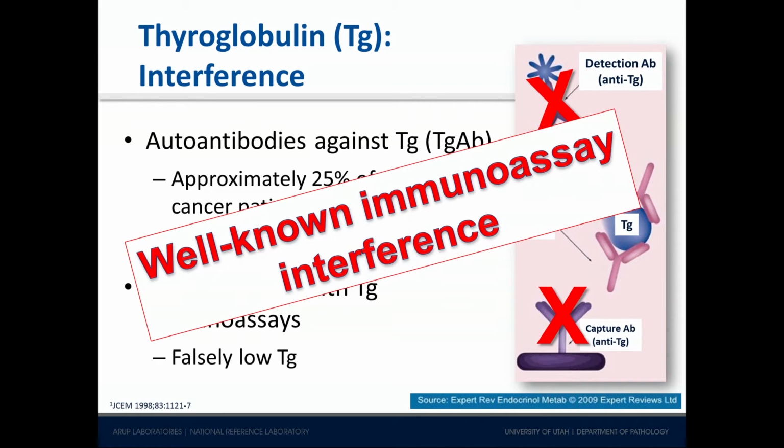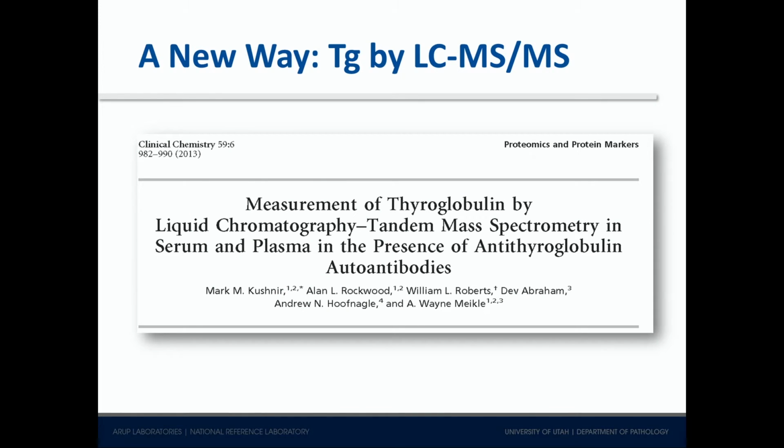And this has been a well-known issue for thyroglobulin assays, immunoassays, for many years. Accurate measurement of thyroglobulin for monitoring patients that have these antibodies has been a real issue. So let's think about some newer tools to address this issue. Namely, we're going to talk about mass spectrometry.